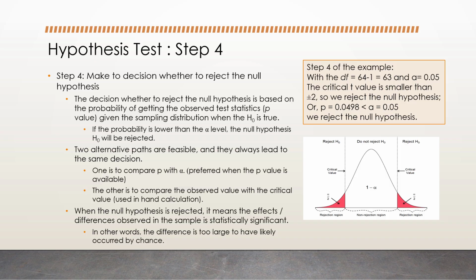For our example, the degrees of freedom is 64 minus 1 equals 63, with alpha equals 0.05 and the observed t-value of -2. The p-value is 0.0498 from the table. Since p is lower than 0.05, we reject the null hypothesis.